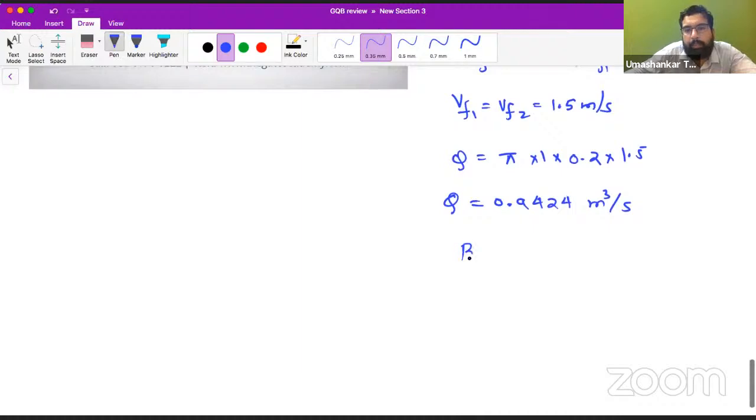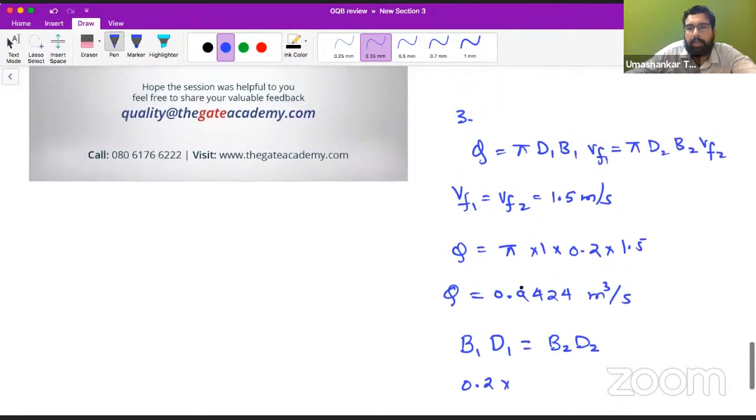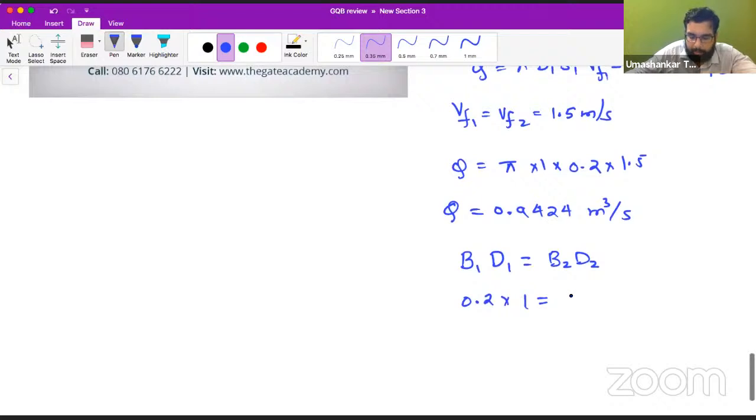Now we have to find this B2. Since we are putting the discharge as same and VF1, VF2 are same only, this is B1 D1 is equal to B2 D2. So B1 is given 0.2, D1 is given 1 meter, B2 we have to calculate, and D2 is given to be 0.5. So basically B2 is equal to 0.4 meter. So 0.4 meter, that means 400 mm.